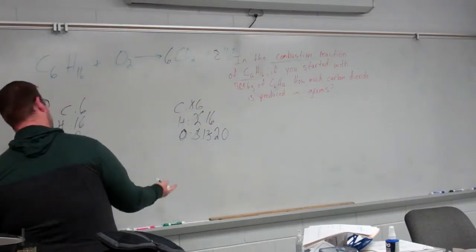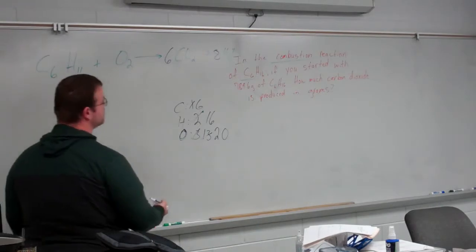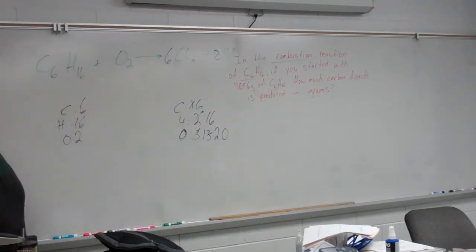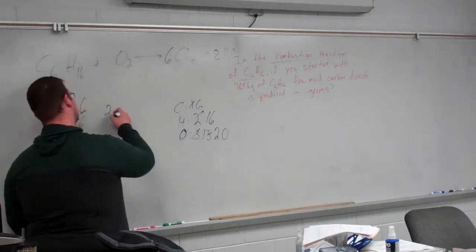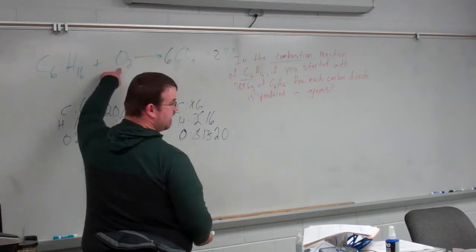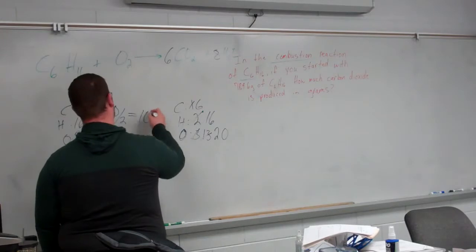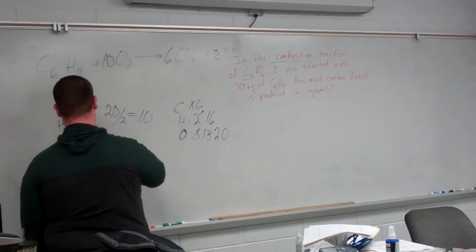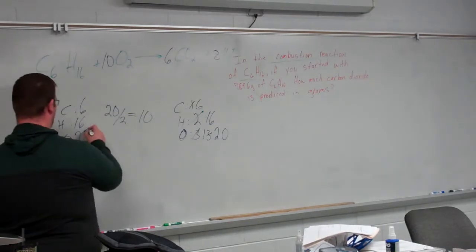So, let's balance the oxygens now. I have 20 oxygens on the right and I have 2 oxygens on the left. This is how I do it. I take the number I have here on the right and I divide it by 2. Why? Because oxygen is a diatomic, so it's automatically bonded to itself. And I get 10, so 10 goes there. Are we balanced?